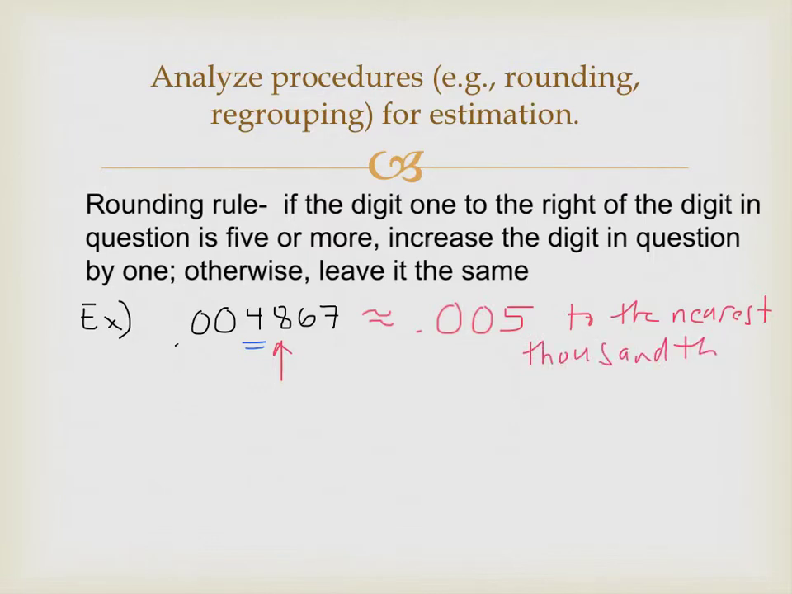Okay, let's try another situation. Let's say we're asked to round 1.003951. And let's say this time we're asked to round not to the nearest tenths, hundredths, thousandths, but let's say 10 thousandths. So we're going to go to the nearest 10 thousandths here. So again, we're going to look 1 to the right. Is that 5 or bigger? Yes, it's 5, so it's 5 or bigger. So what we're going to do is kick up the digit in question by 1.